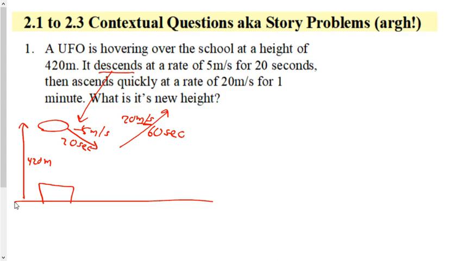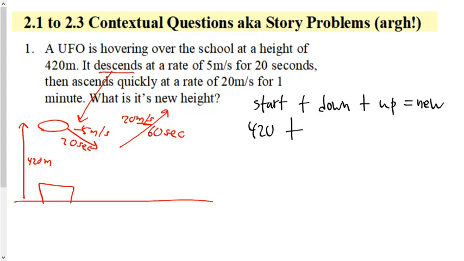Your question is going to say, what is going to be the new height? Well, it's going to be what it started at, plus what it went down, plus what it went up. So what it started at is that. What it went down will be the multiplication of that number by the number of seconds, or negative 5 times 20. That's what it went down, or 100 meters down. And it went up 20 meters per second for 60 seconds.